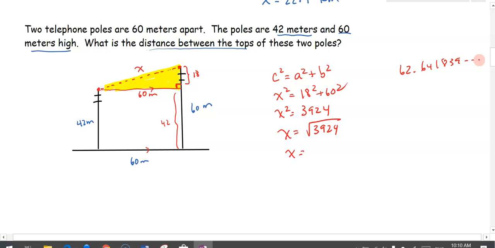etc. I can choose where to round off. I could write it as 63. I could write it as 62.6. I could write it as 62.64, 62.642. Whatever you choose to round off to, you just have to round off accurately. I'm going to round off to the nearest tenth, or 1 decimal place. So I know the distance between the two tops. So if I had to create a wire to connect from the top of this pole to the top of that pole, I now know how much wire I need to make that distance work.